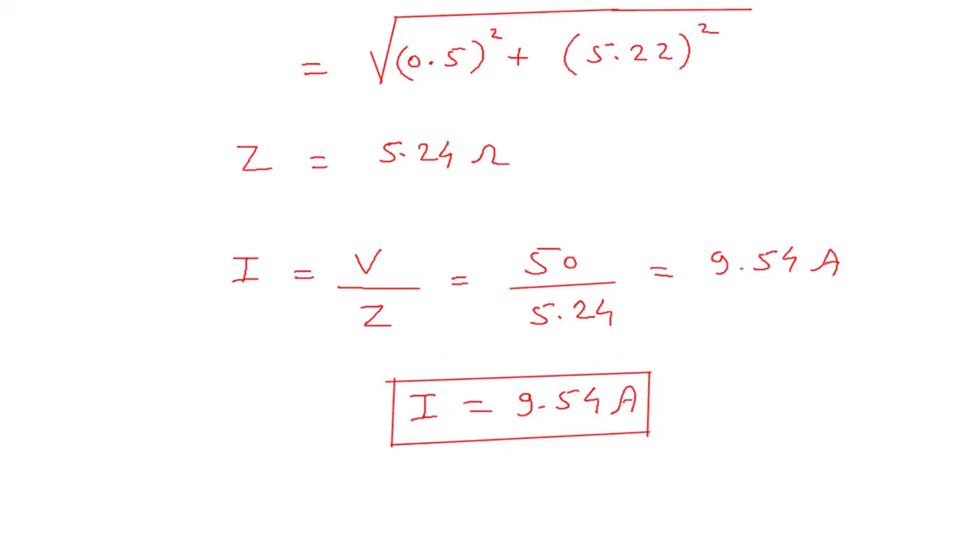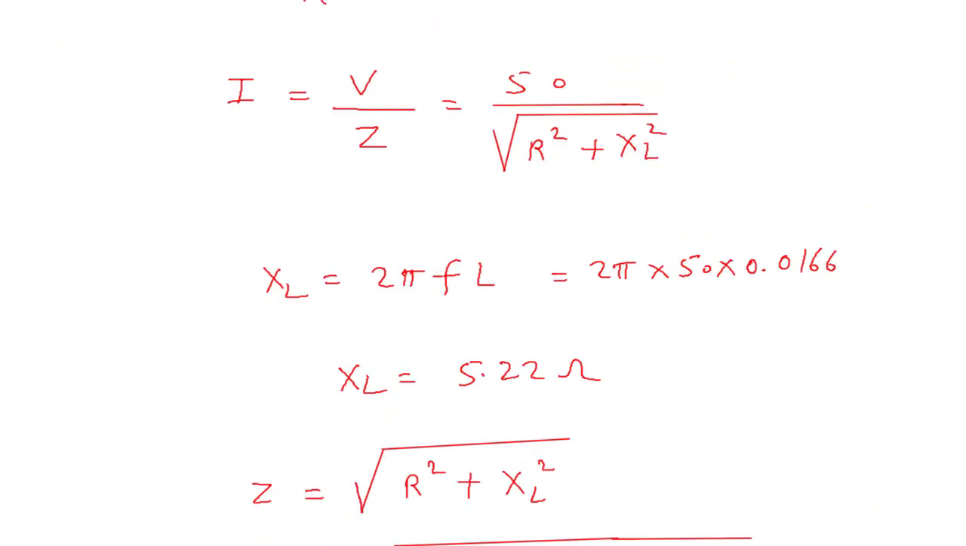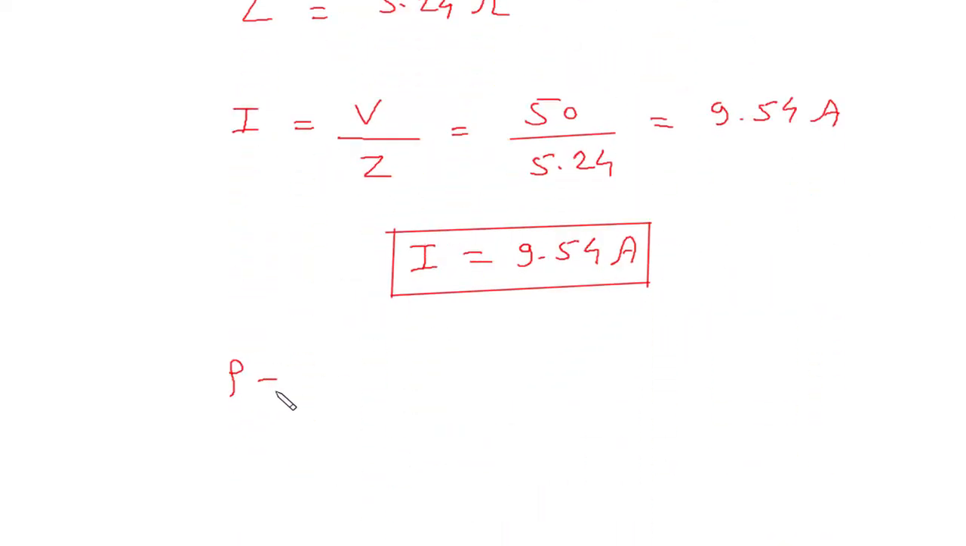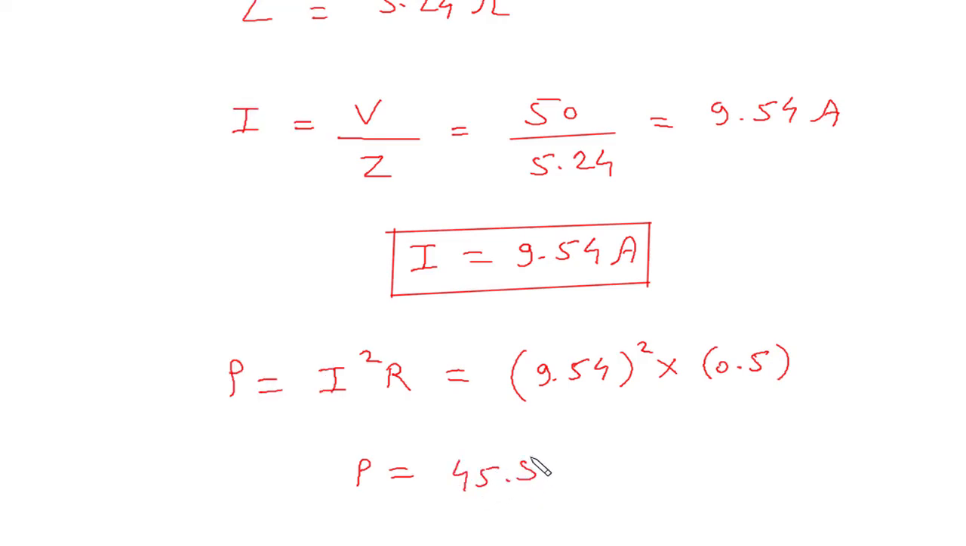Then next we have to find power. So power is equal to voltage into current, or I square R. So I square is 9.54 whole square into resistance 0.5. So therefore power is equal to 9.54 square into 0.5. 45.50 watt is the value of power.